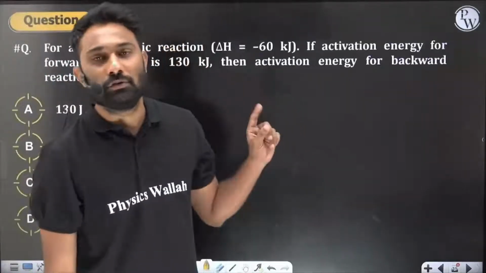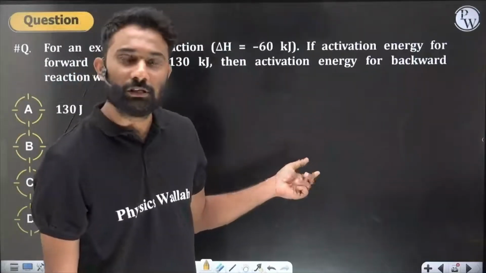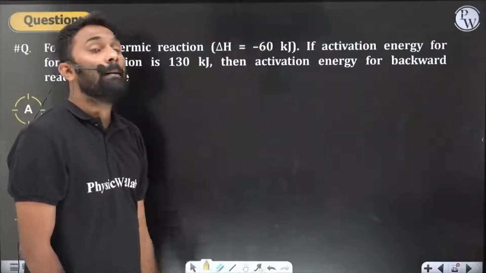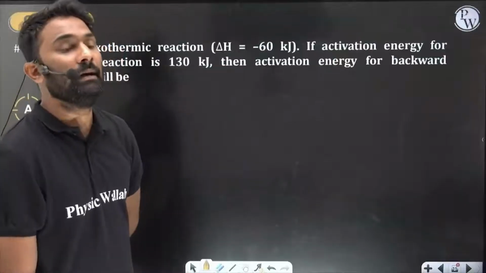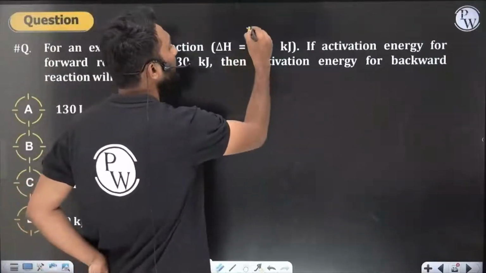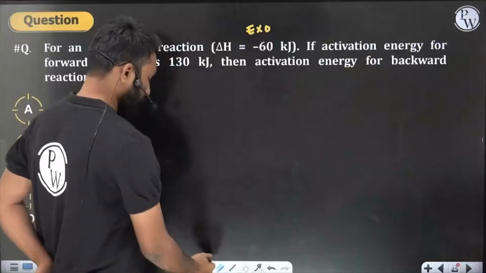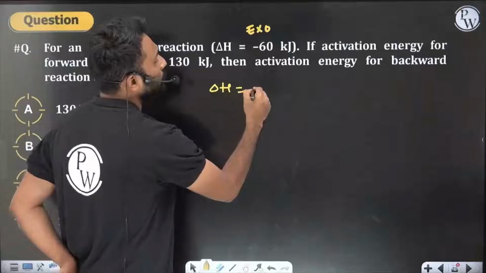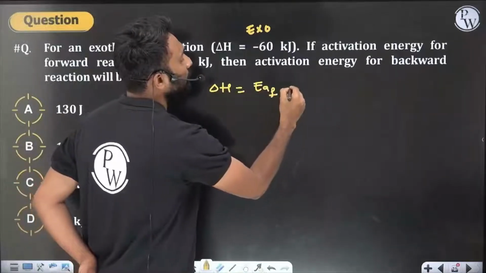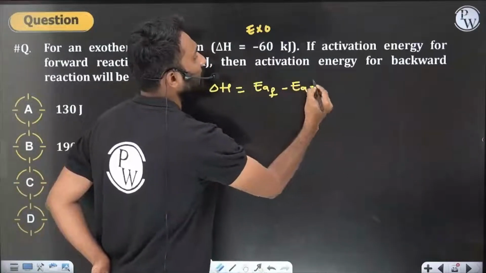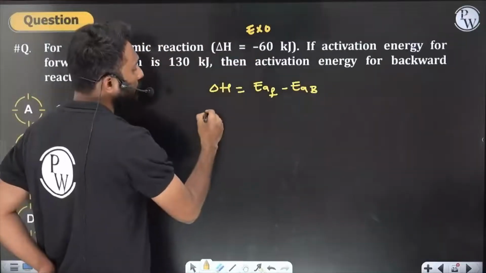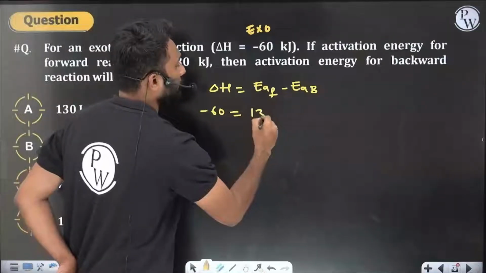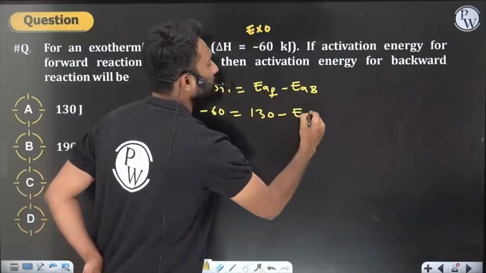Already we have seen this type of model question, but once again we are going to see. Here delta H is given as minus 60, so the reaction is exothermic. We know delta H is equal to activation energy of forward minus activation energy of backward. Delta H is minus 60, activation energy of forward is 130, and we have to calculate the activation energy of backward.